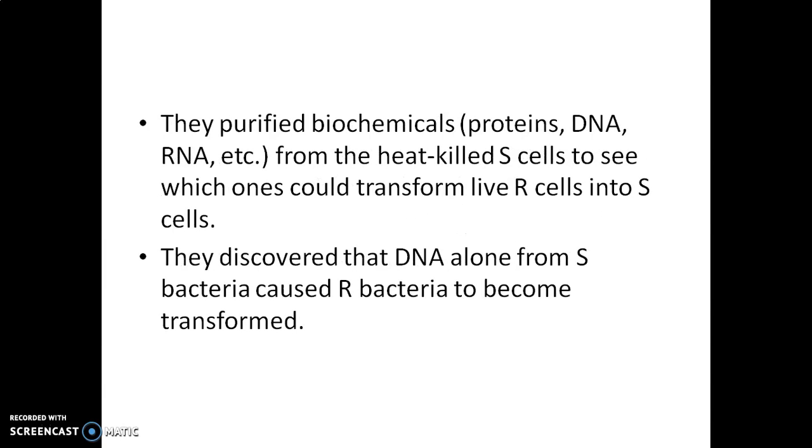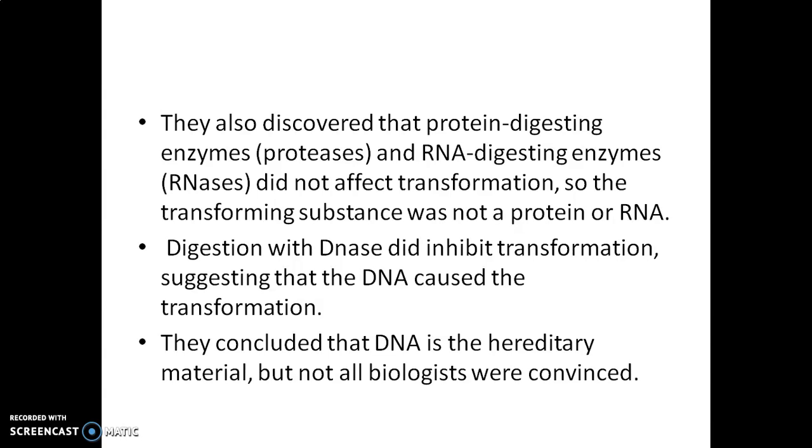They purified biochemicals, proteins, DNA and RNA, from the heat-killed S cells to see which one could transform live R cells into S cells and cause the death of the mice. After their experiment, they discovered that DNA alone from S bacteria, the smooth bacteria, caused R bacteria, the rough bacteria, to become transformed. They also discovered that the protein-digesting enzyme protease and the RNA-digesting enzyme RNase did not affect transformation. So the transforming substance was not a protein or RNA.